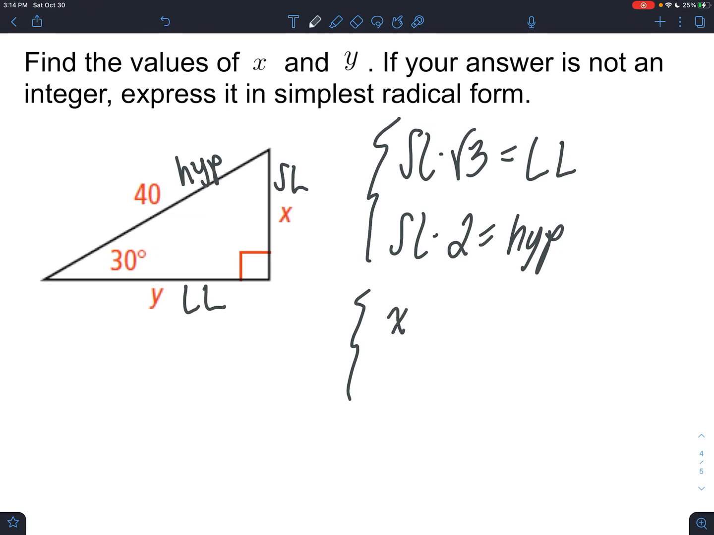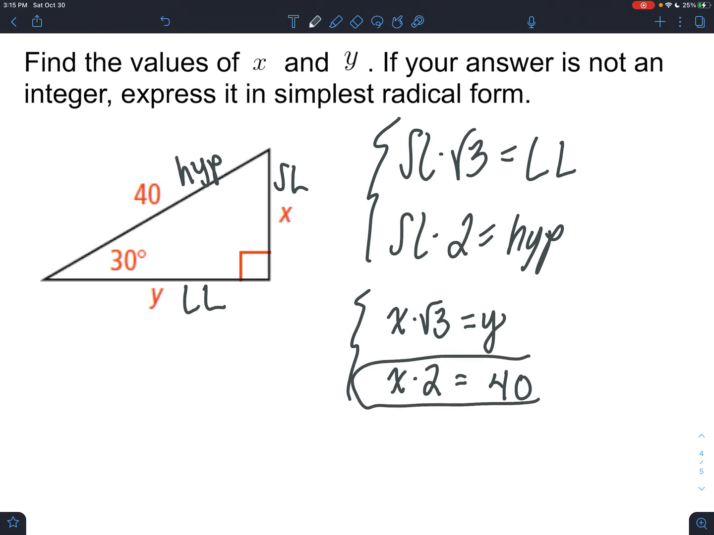Short leg, that's X. Long leg, that's Y. Short leg, that's X. Hypotenuse, that's 40. So this is a good strategy. If you can label everything precisely and plug them in, we can then solve this, you call it a system. It's got X's and Y's in it. But one of the equations looks a lot more friendly. This one. That means that X is 20.